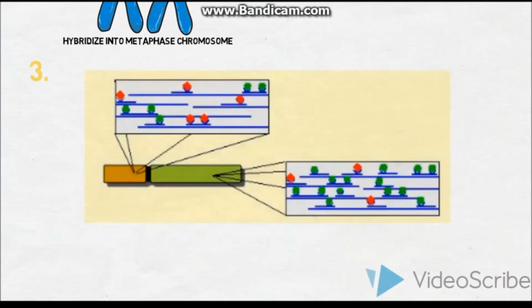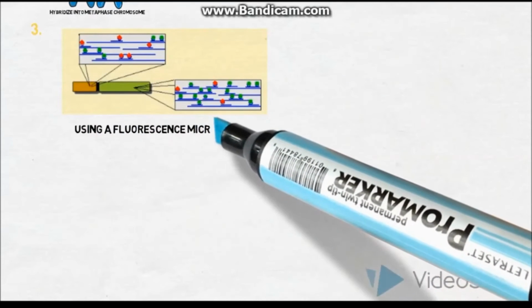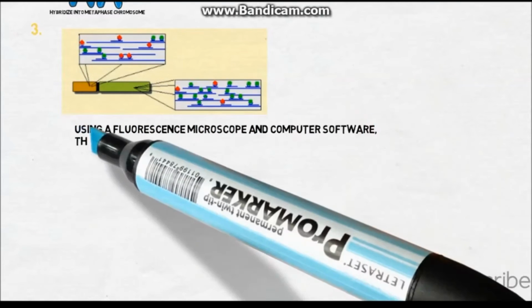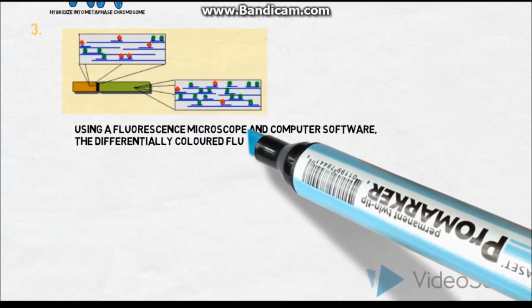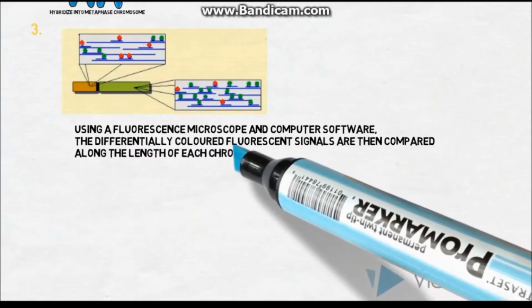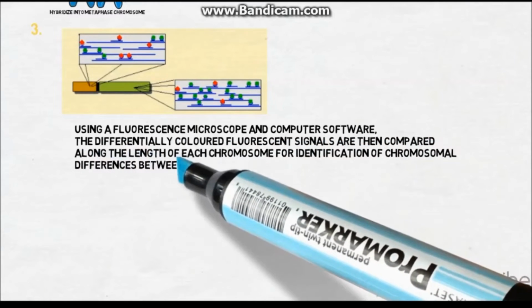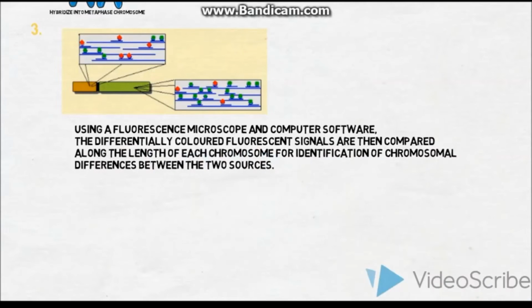The third step is by using a fluorescent microscope and computer software, the differentially colored fluorescence signals are then compared along the length of each chromosome for identification of chromosomal differences between the two sources.